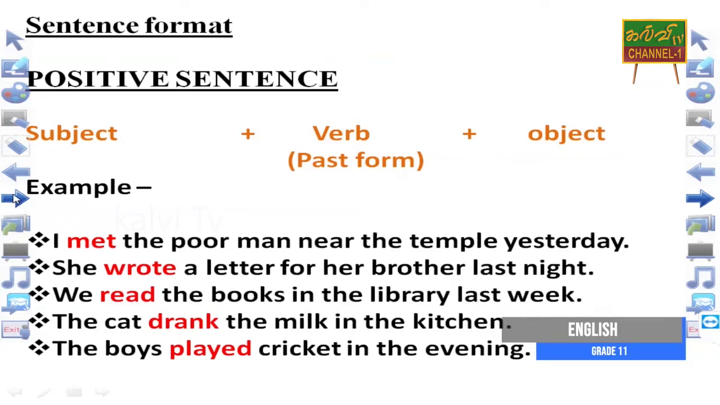She wrote a letter for her brother last night. We read the books in the library last week. The cat drank the milk in the kitchen. The boys played cricket in the evening. So these are the examples for the simple past tense in the positive form.